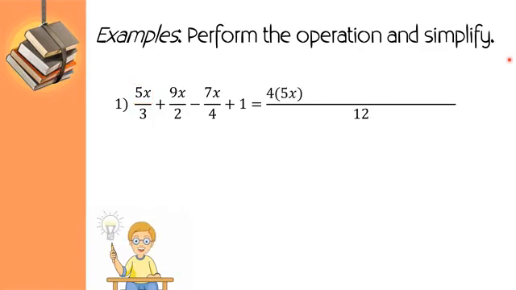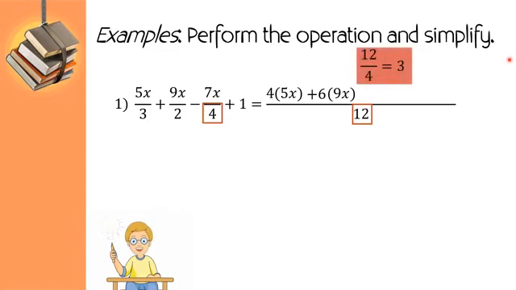Let's proceed with our second fraction. 12 divided by our denominator 2 is equal to 6, and then times our numerator, 9x. Now the third fraction: 12 divided by 4 is equal to 3. We copy the operation, minus, so we write minus 3 times our numerator, 7x.